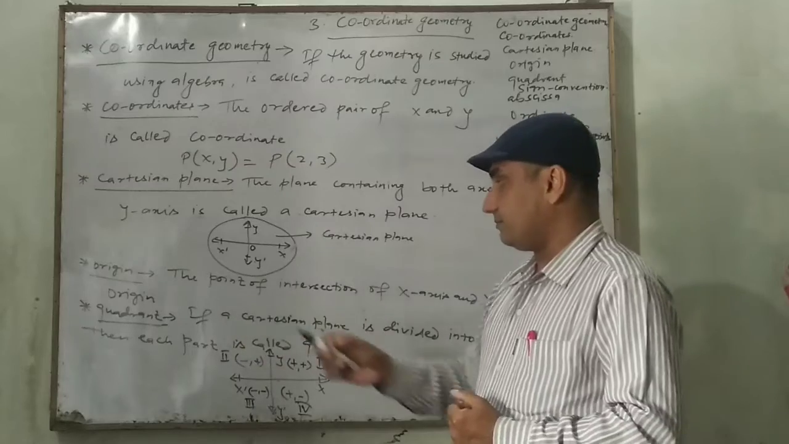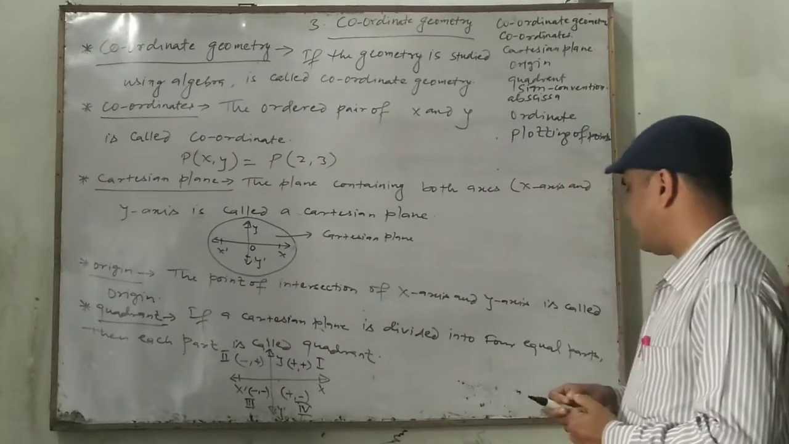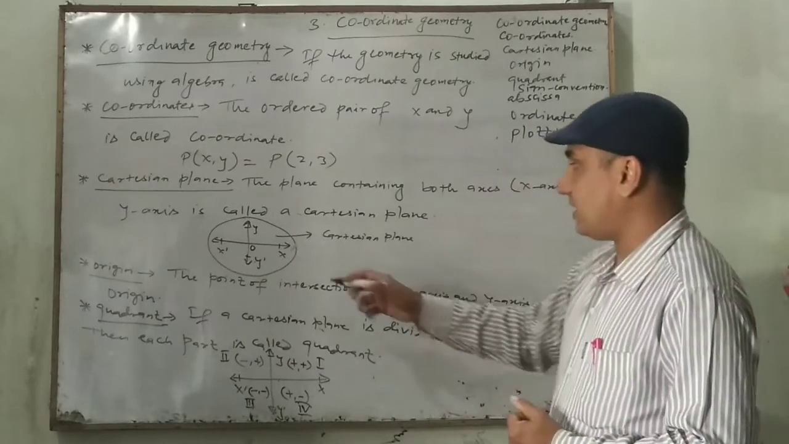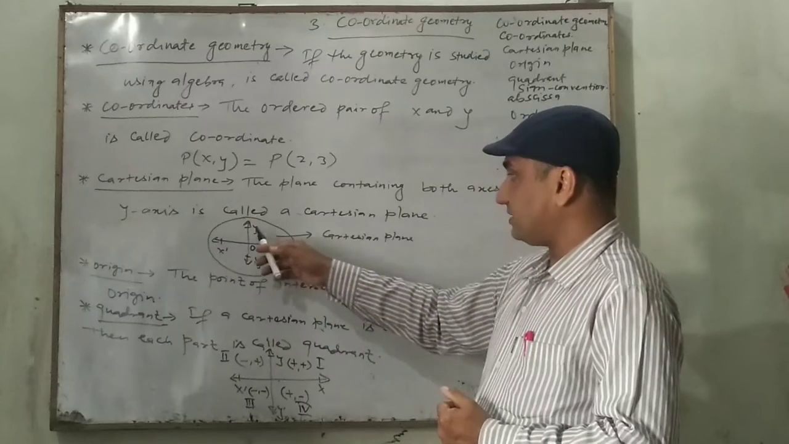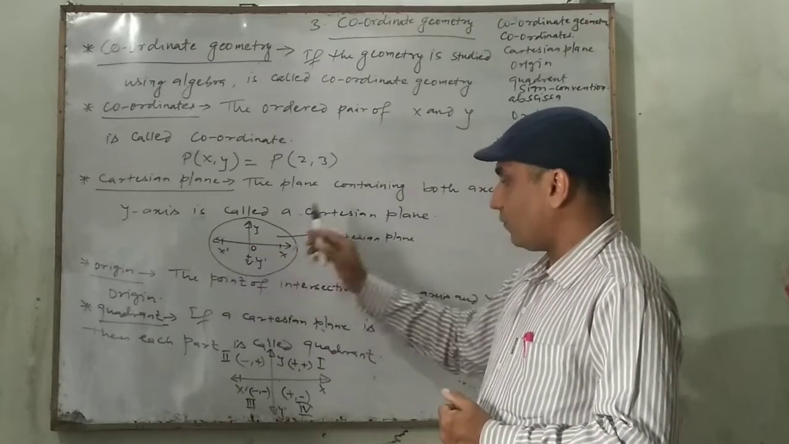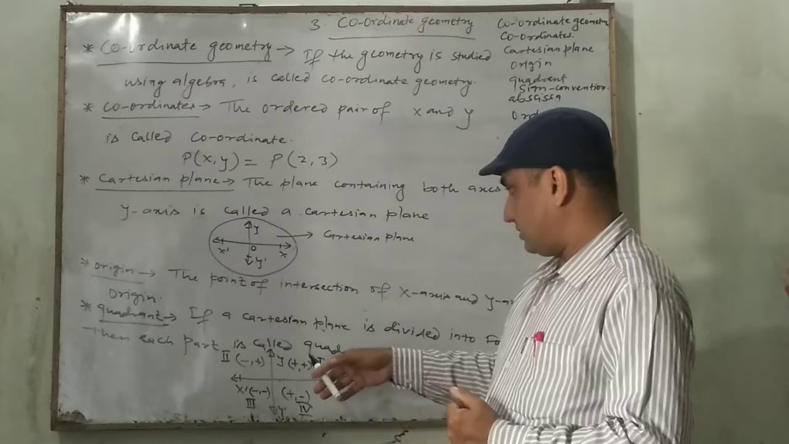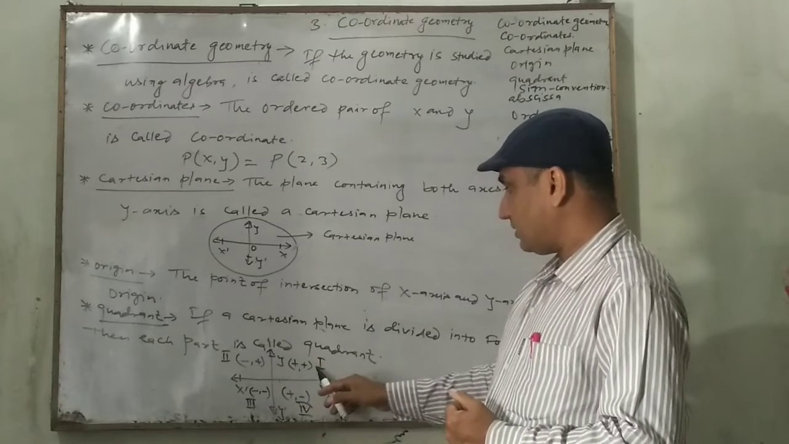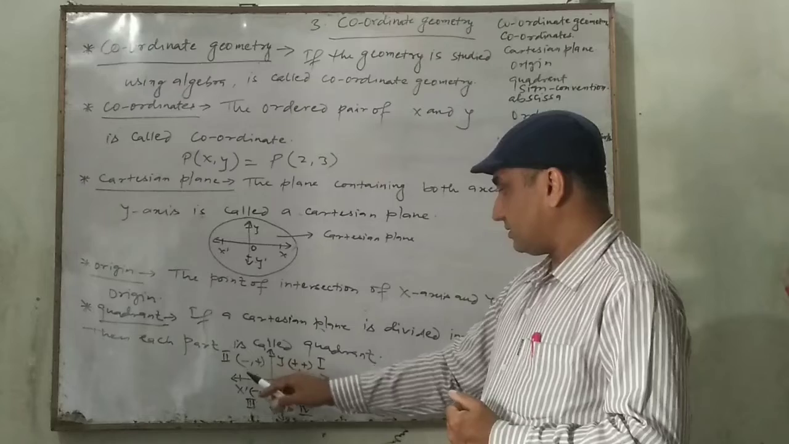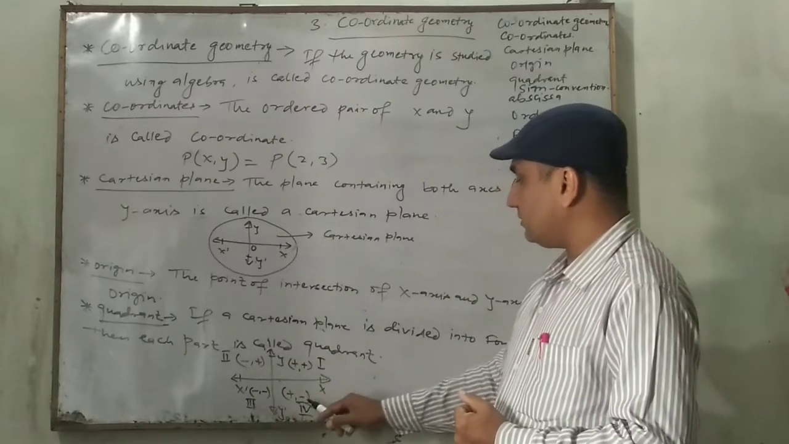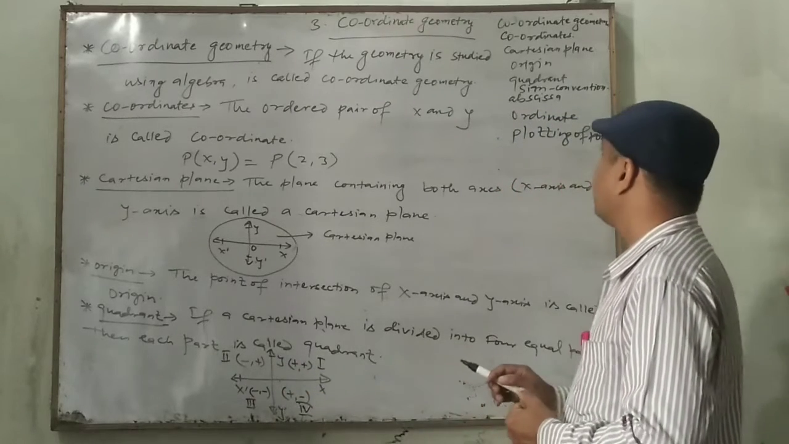Next is quadrant. If a Cartesian plane is divided into 4 equal parts, this is the first part, this is the second part, the third part, and the fourth part. There is the first quadrant, the second quadrant, the third quadrant, and the fourth quadrant.